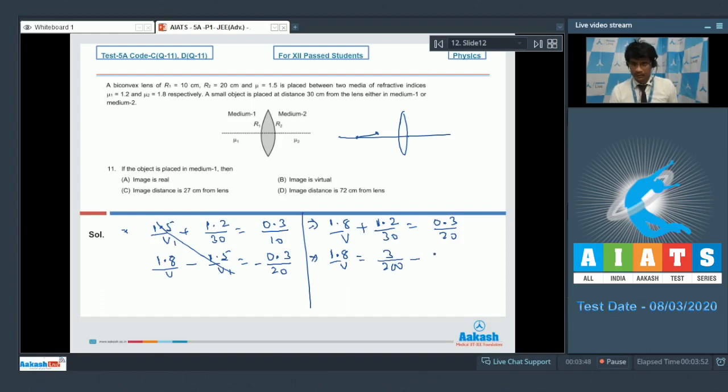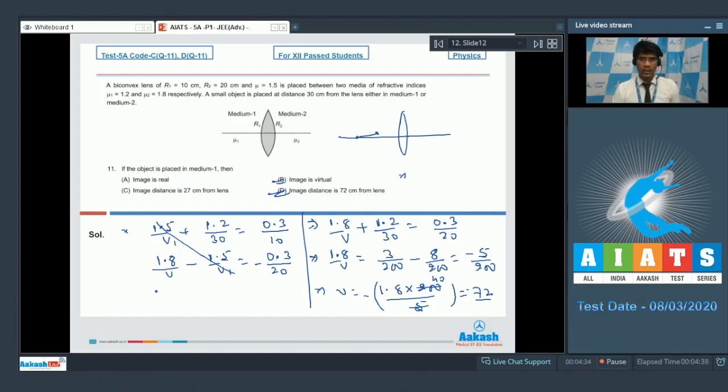It will be 8 divided by 200. That means it is minus 5 divided by 200. So the value of V, it is coming out to be 1.8 into 200 divided by 5 with negative sign. So it is 40 here. 40 into 1.8, it is 72 with negative sign. So we are getting the answer as the image distance is 72 centimeter from lens and the image is virtual. So option B and D are the correct answer for question number 11.